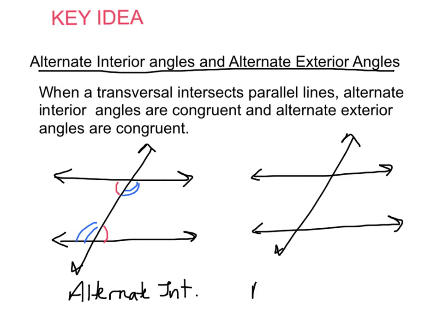So if I talk about alternate exterior, that would mean that this angle here and this angle here are congruent, and this angle here and this angle here are congruent because they are on the outside of the parallel lines, alternate exterior. And there's your angles. Alternate exterior, alternate interior.